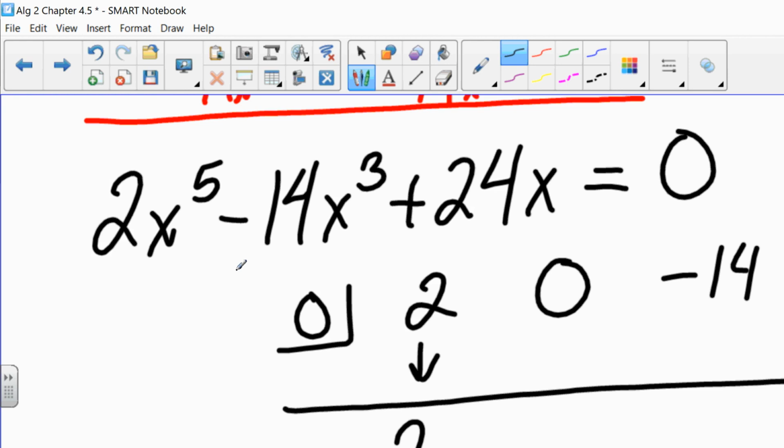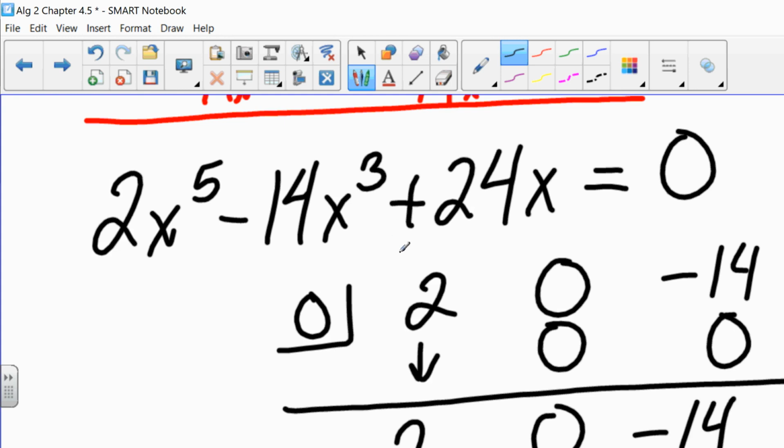Drop down the 2. 0 times 2 is 0. 0 plus 0 is 0. 0 times 0 is 0. -14 plus 0 is -14. 0 times -14 is 0. 0 plus 0 is 0. 0 times 0 is 0. 24 plus 0 is 24. And lastly, we'll get our 0 and 0.